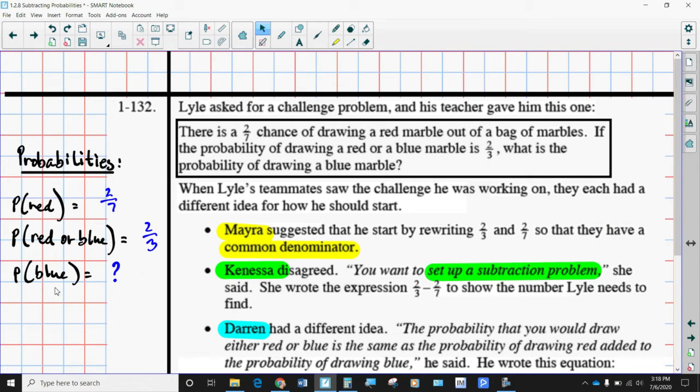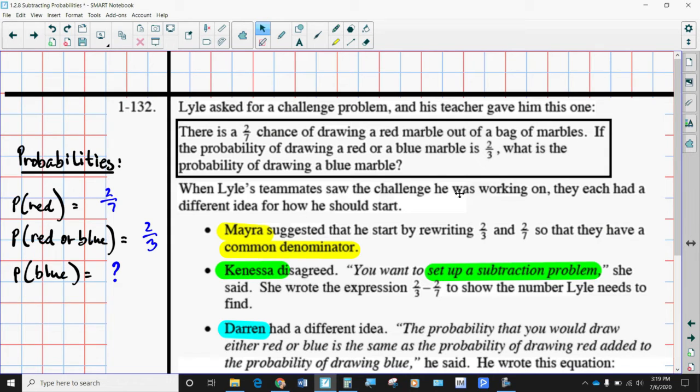Okay, so now we're going to have to do some reverse thinking, right? We know red is 2/7 probability, and we know that the combined total of red or blue would be a 2/3 probability. So how can you back that up and figure out, okay, what's the probability that you would add to the 2/7 to give you 2/3?